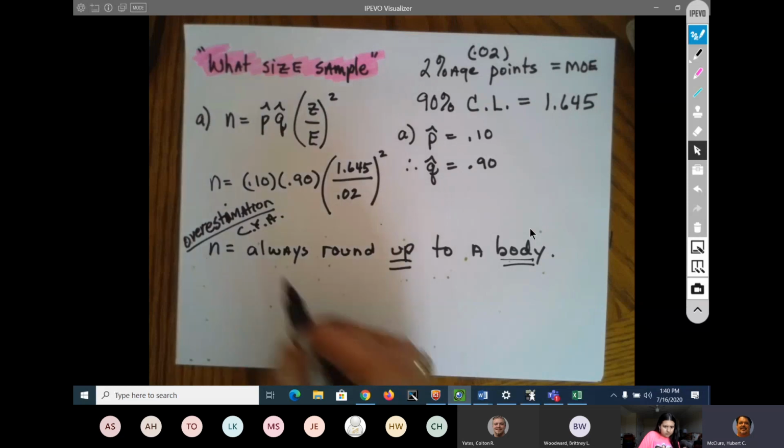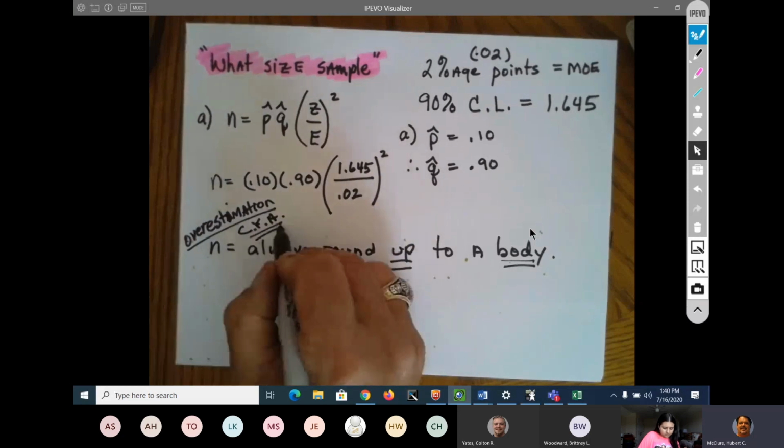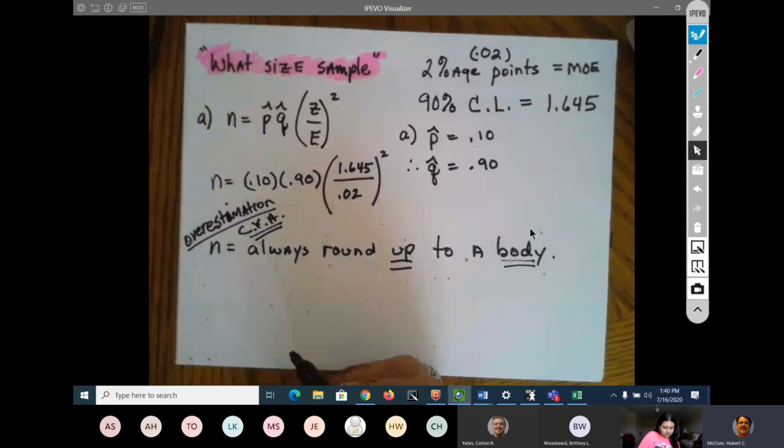Now, for CYA, if you're doing a research grant or a research project and the end says do 190 people, are you going to do 190 people or are you going to do 200? 200. You're going to do 200. Remember the law of large numbers. The more you research, the better.